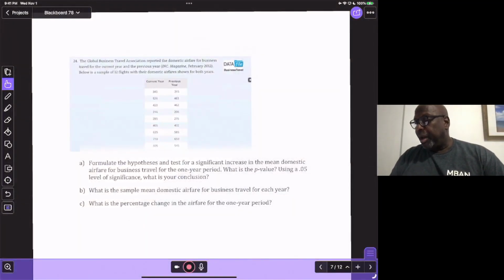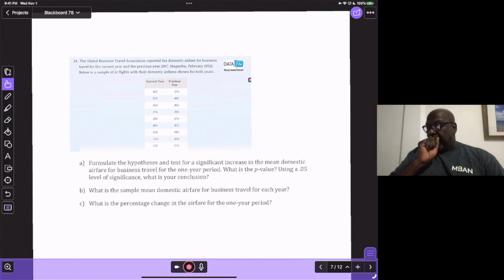So let's start off with one problem from our textbook. And that problem, you could also find it in workbook D. All right? So let's take a look at that particular problem. So here we go. According to this problem, the Global Business Travel Association reported domestic airfare for business travel for the current year and the previous year, and that was in February 2012. Below is a sample of 12 flights with their domestic airfares shown for the 2 years.